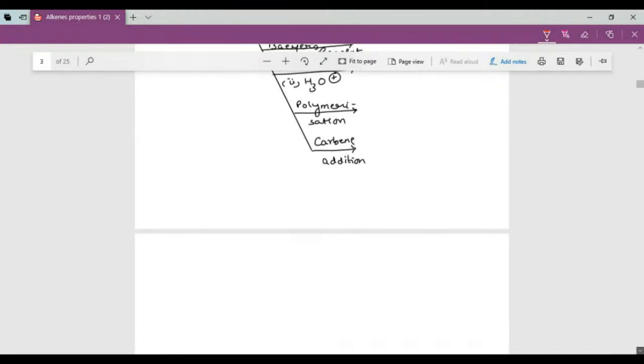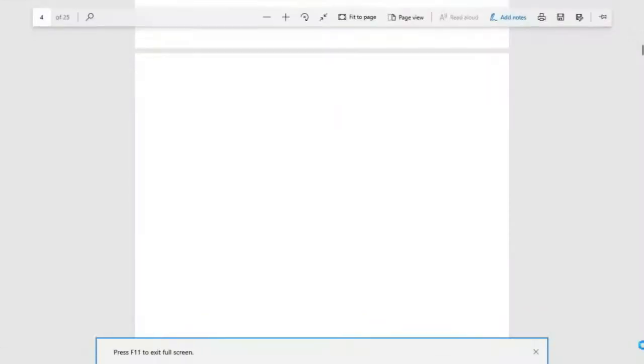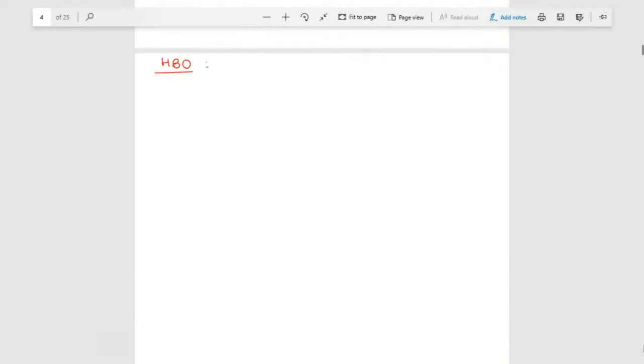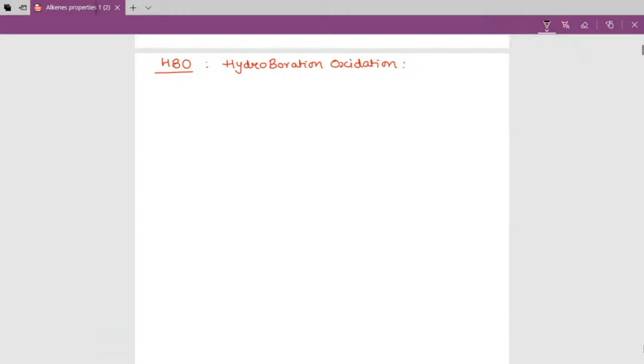So first we are going for the HBO reaction, which is hydroboration oxidation. HBO is the hydroboration oxidation reaction. Now, what is the hydroboration oxidation reaction? Let me first write the net reaction for you, and then we'll go for the mechanism and other stuff.